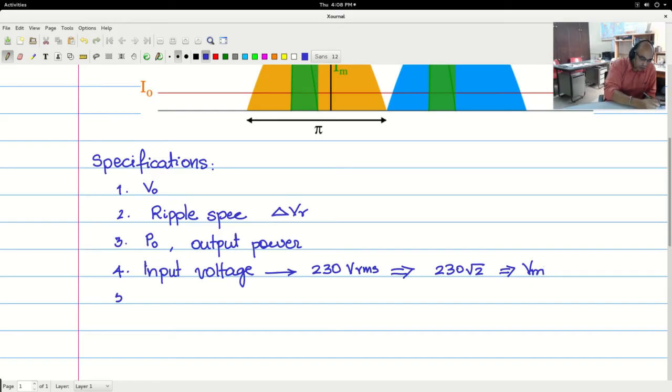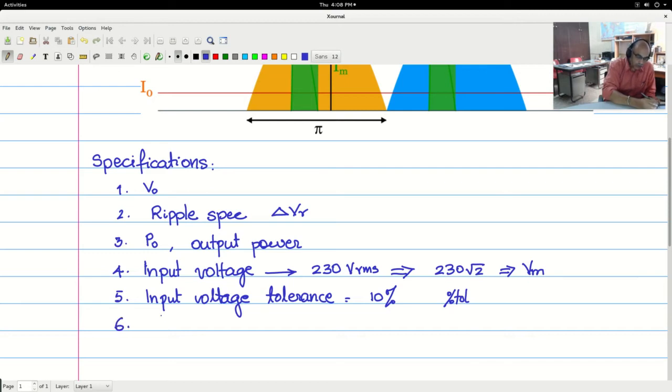So you should also specify the input voltage tolerance. This is generally given like 10% or 15% of your nominal value. So it will vary from minus 10% to plus 10% of 230 volts RMS, which means 230 volt plus or minus 23 volts, things like that. So this tolerance has to be given. Let us say we'll call it percent tol as the variable.